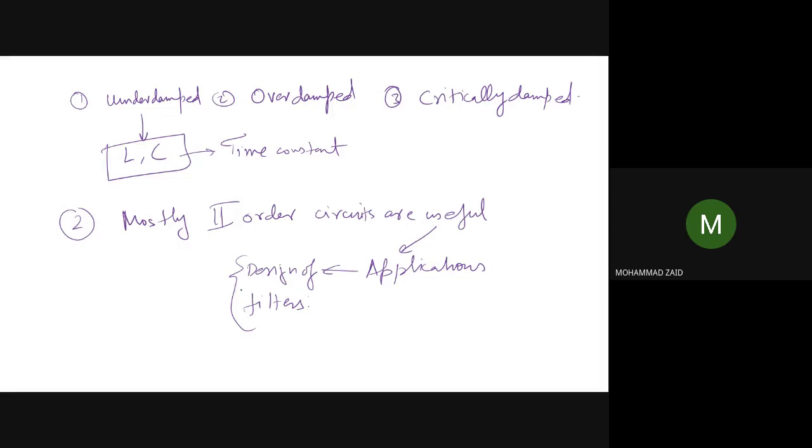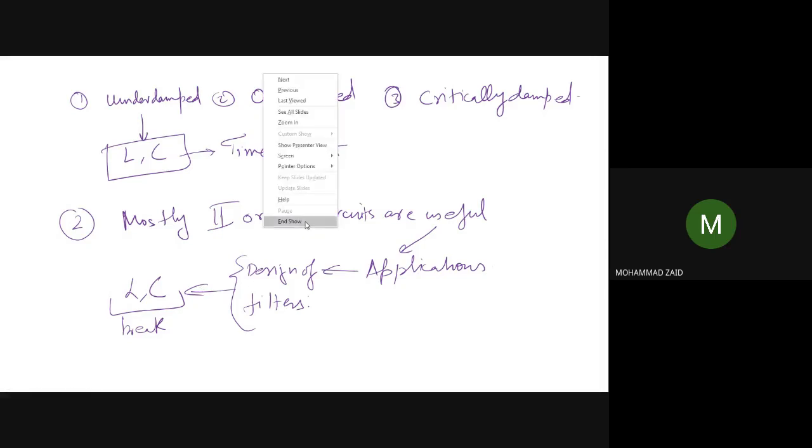We will go through them in Unit 3. Filters are designed with a combination of L and C. So what they can do is take out a particular frequency from the system, and they can filter out that frequency from the output. So in that manner, second order circuits are very useful as compared to first order circuits.